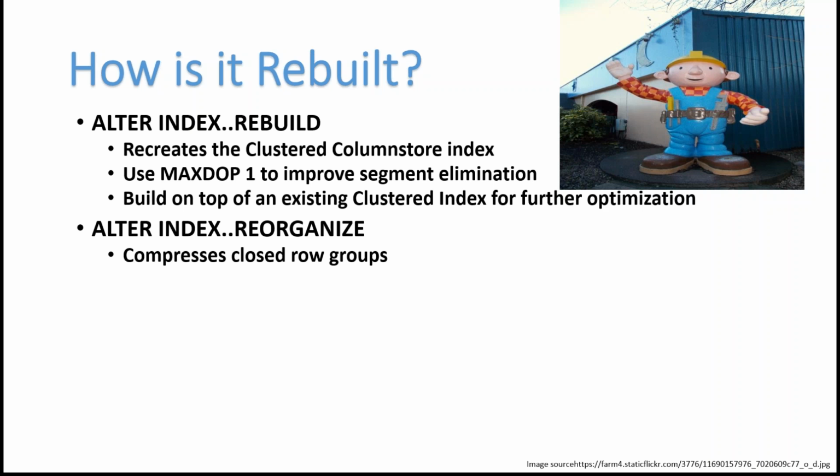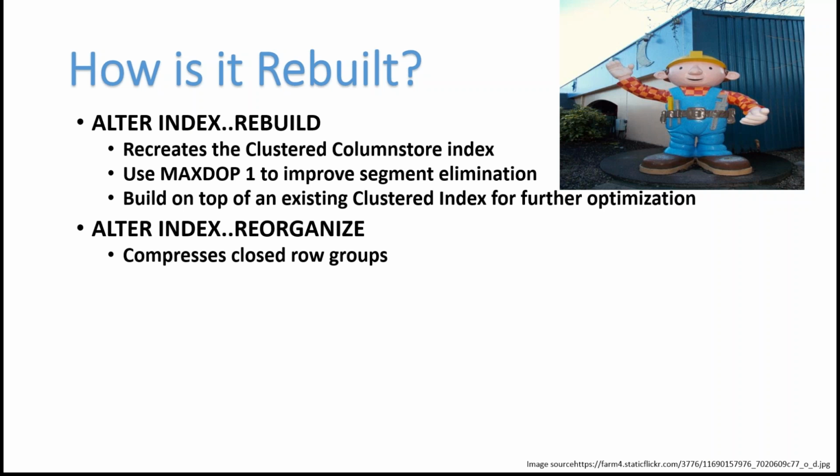Alter index reorganize only compresses the closed row groups and moves them into the column store. So it's not like a regular index rebuild. It's a whole other story. It only compresses the closed row groups, which means those that got to 1 million rows, and moves them into the column store.